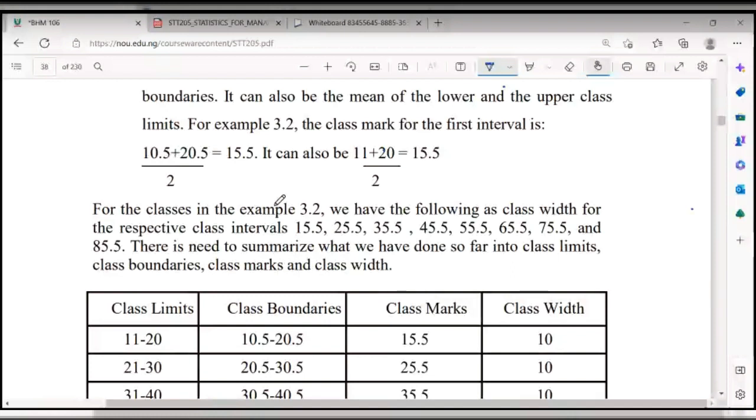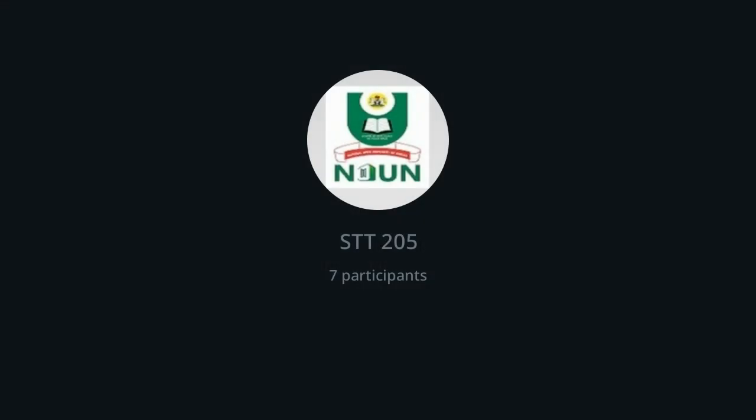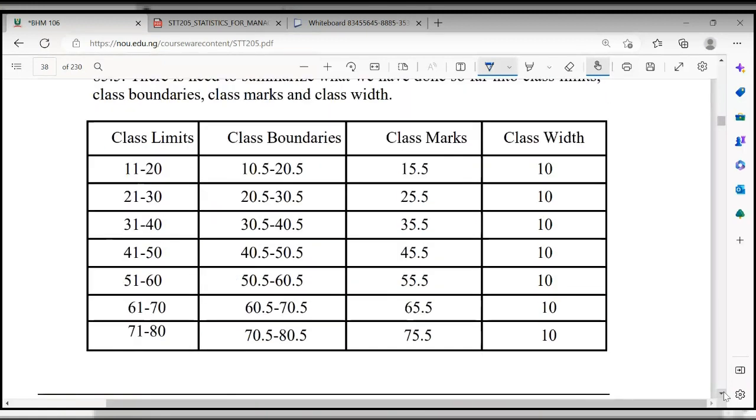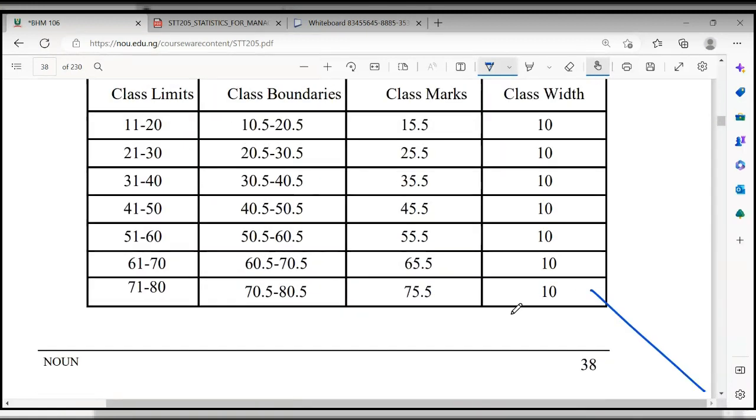Now, for classes in example 3.2, we have the following as class width. Okay, so that is all the class width. And there is need to summarize what we have done so far into class limits, class boundary, class marks, and class width. So you can now prepare a new table to show all this. So look at what it's going to look like. So class limits, the first one. Then we have the class boundaries. We have class marks, and then class width.